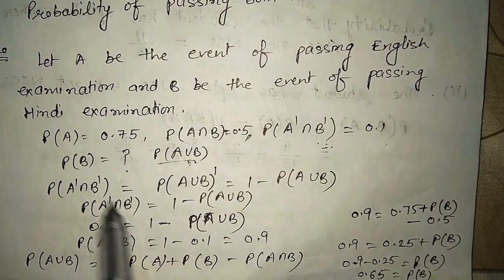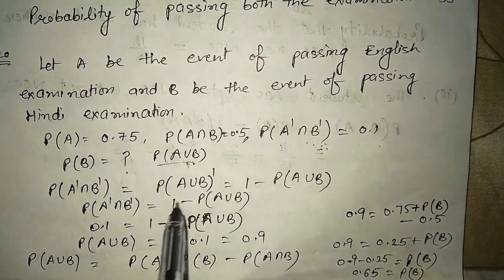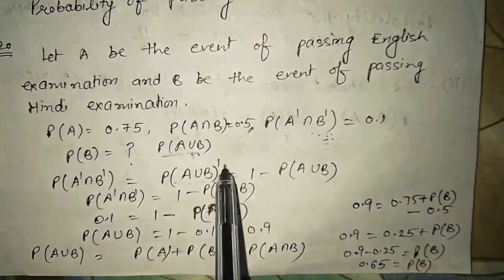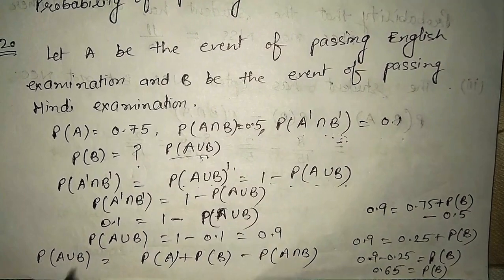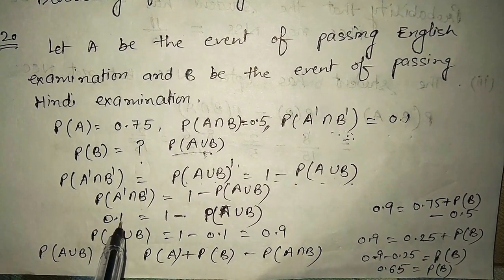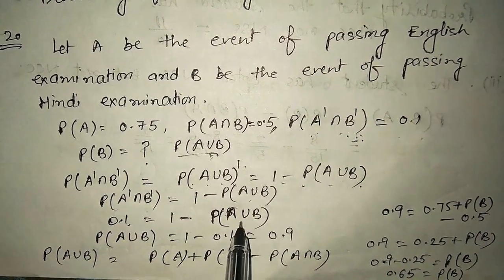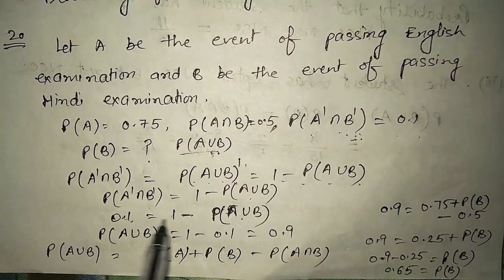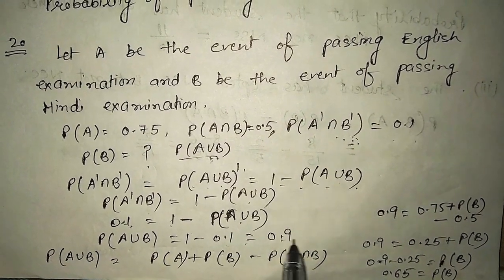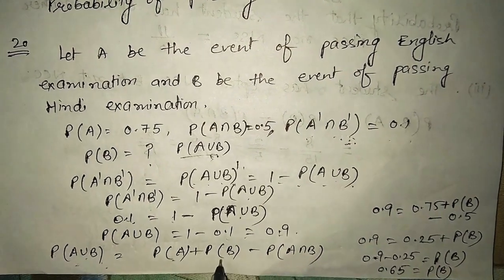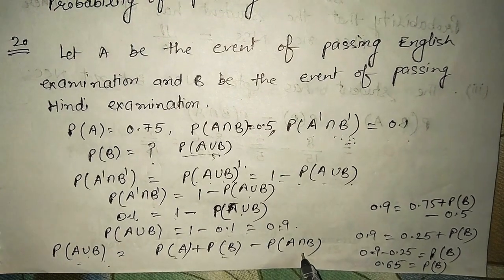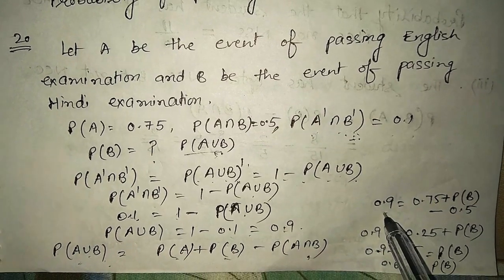How will we find P(A complement intersection B complement)? We can write P((A union B) whole complement), and this is 1 minus P(A union B). And P(A complement intersection B complement) is 0.1, and we will find this by using these. So 1 minus 0.1 is 0.9. So what is P(A union B)? P(A) plus P(B) minus P(A intersection B). P(A union B) is 0.9.